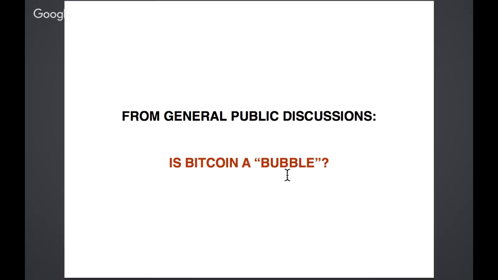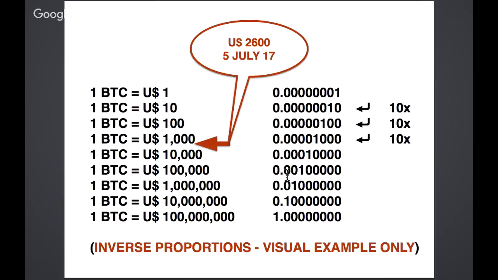Okay, so this is what Bitcoin should look like. This is just a visual example, so it's not necessarily the way Bitcoin really works, but this is the theory behind it. So let me show you something here. If one Bitcoin is $1, you could represent it like this: zeros to the right of the decimal followed by 1. You could represent Bitcoin like that.